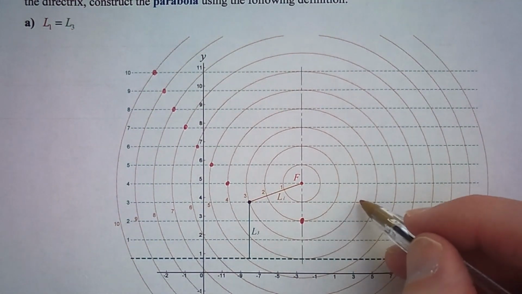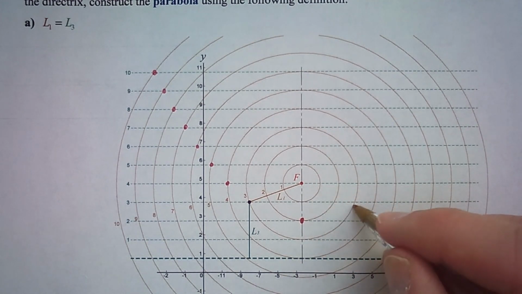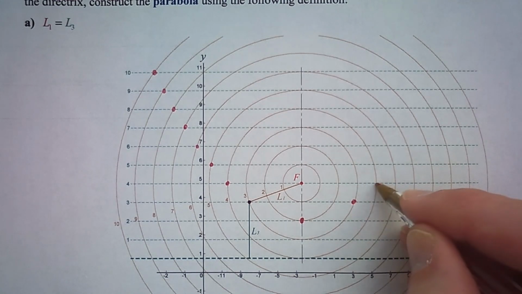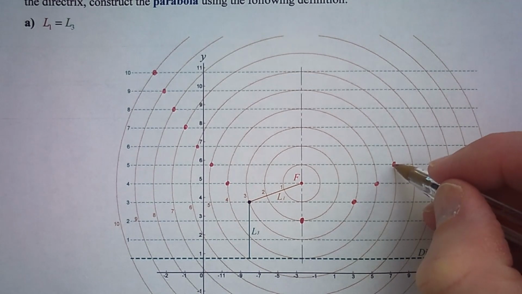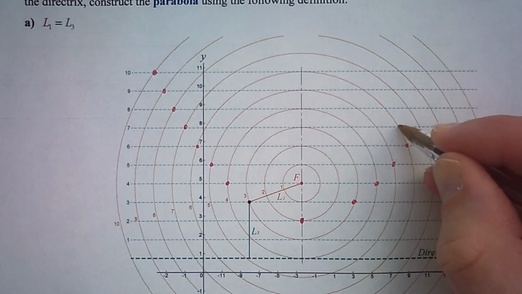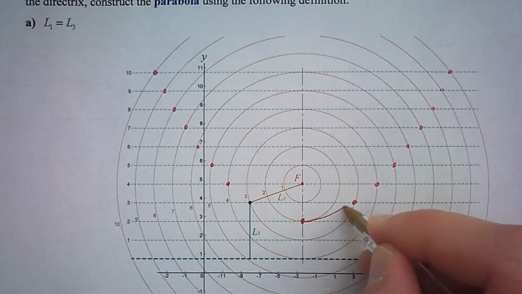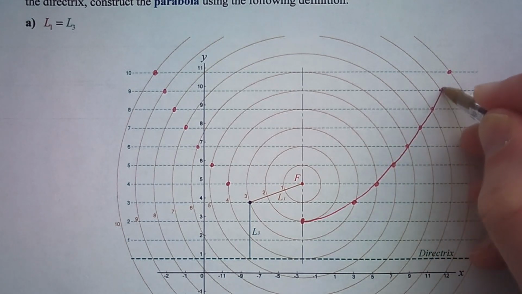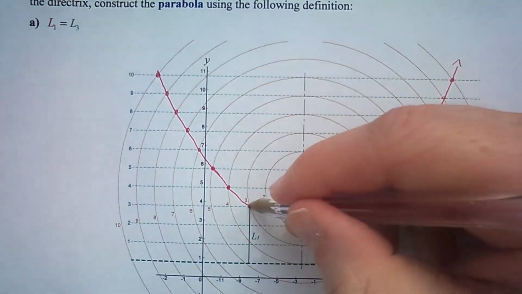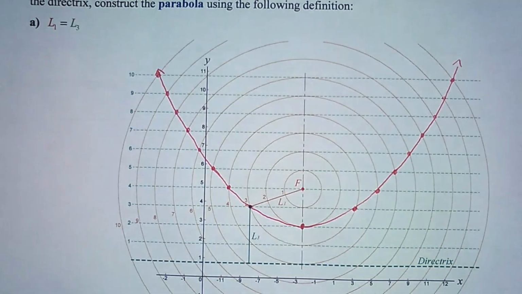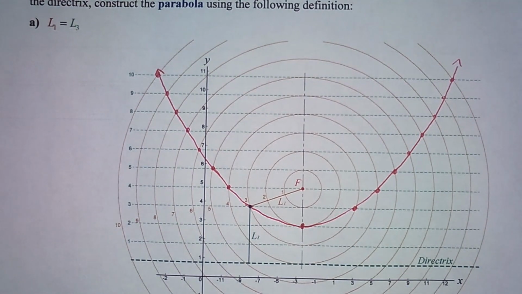Now the other half will be over here. If we go 3 units above the directrix, 1, 2, 3, we need to be 3 units from the focus, so we'll be right here. 4 units up, 4 units out from the focus. 5 from the directrix, 5 from the focus. 6 units from the directrix, 6 from the focus. 7, 7, 8, 8, 9, 9, 10, 10. Now as we connect these, we will have our parabola constructed, where every point on the parabola is exactly the same distance from the focus as it is from the directrix.